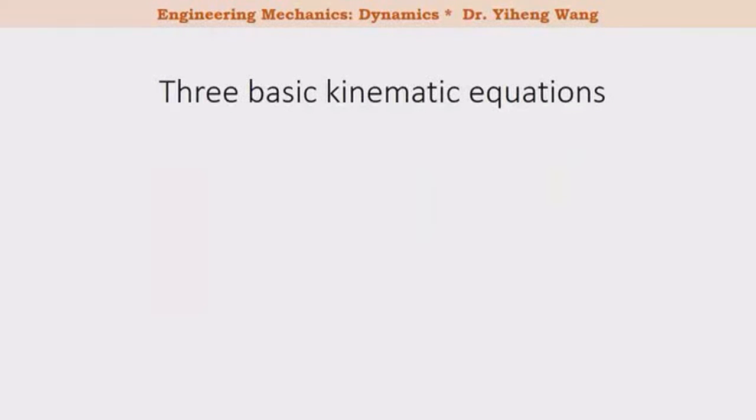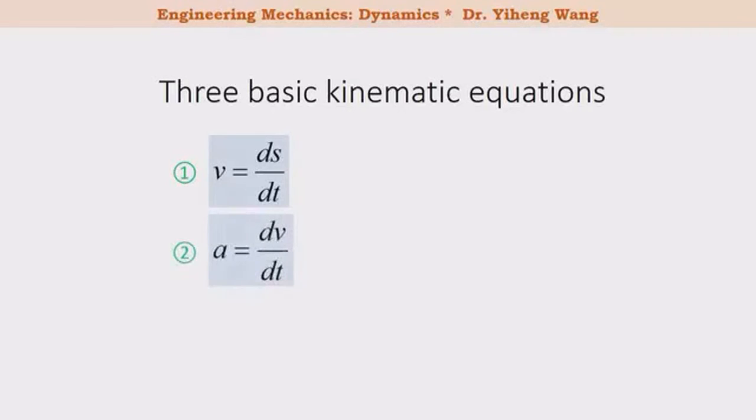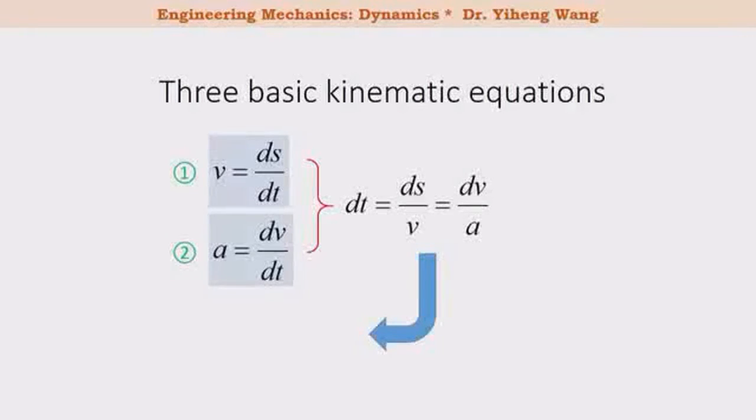Now we have learned the first two basic kinematic equations: the velocity v equals ds dt and the acceleration a equals dv dt. So if we combine these two and cancel out dt from both equations, then we get the third kinematic equation, a ds equals v dv, that directly relates a, s, and v. This third equation does not involve time.